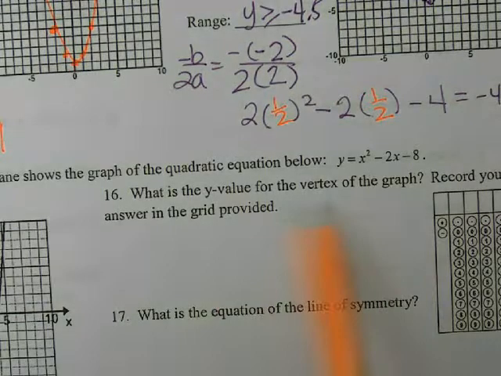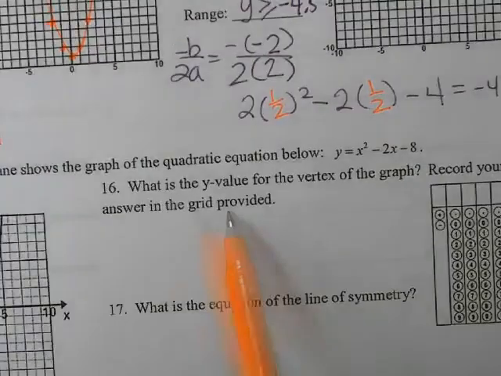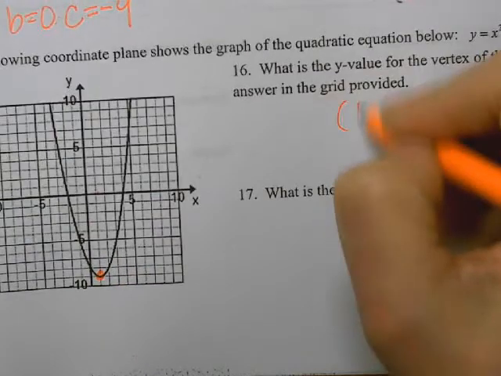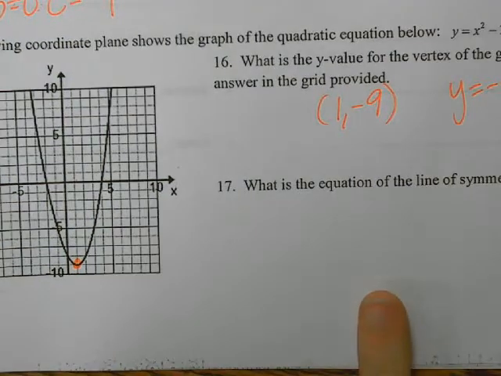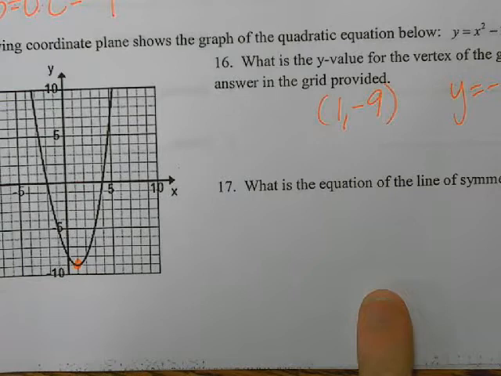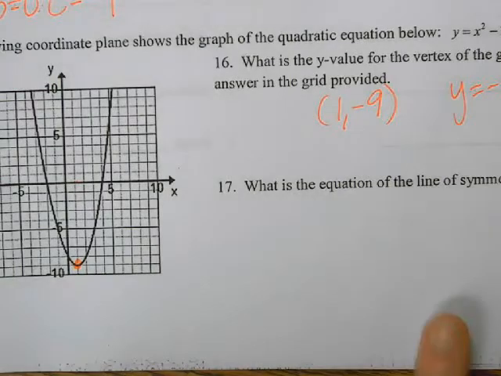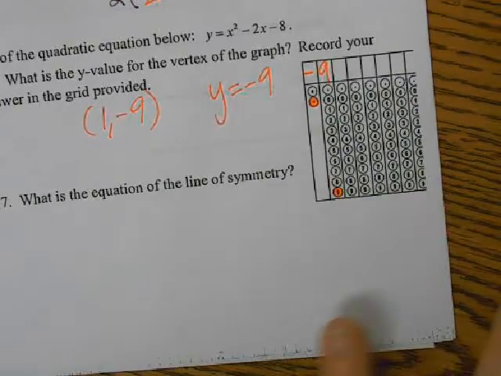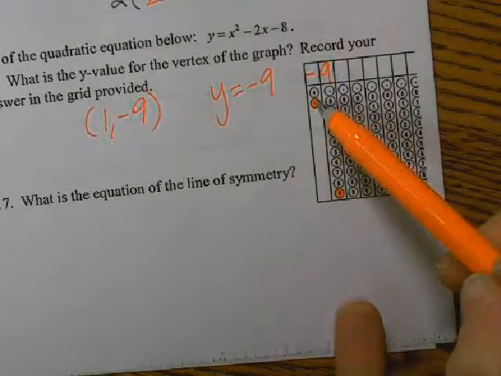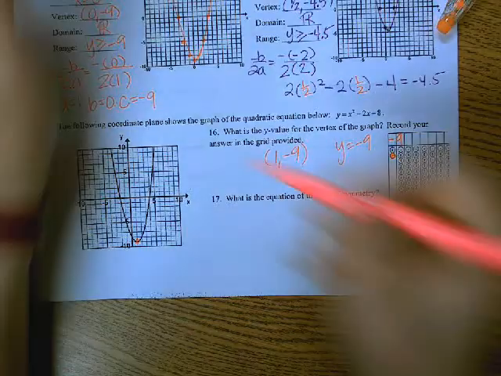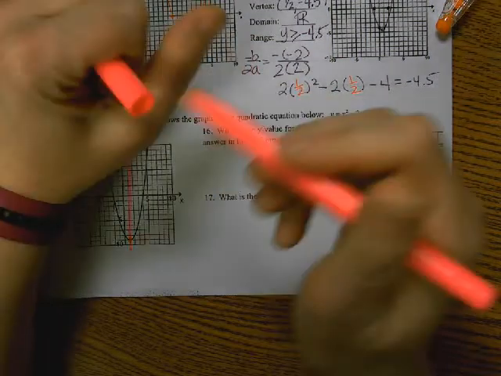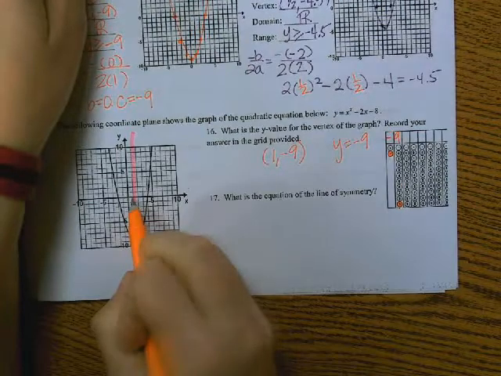Alright, number 16. It says, what is the y value for the vertex of the graph? So here's the vertex down here. Okay, that's at (1, -9). It says record that answer, so the y value is negative 9. So you come over here, you write negative 9, fill in your negative, fill in your 9. What is the equation for the axis of symmetry, or the line of symmetry? So that's where it cuts the graph in half. It's also where the vertex is. So we're at x equals 1.